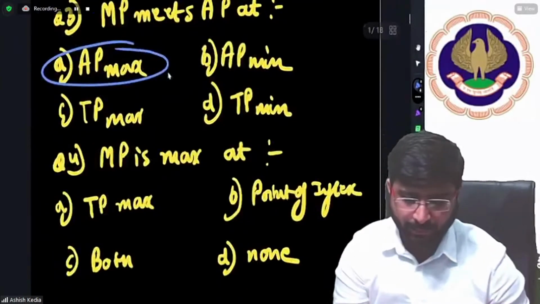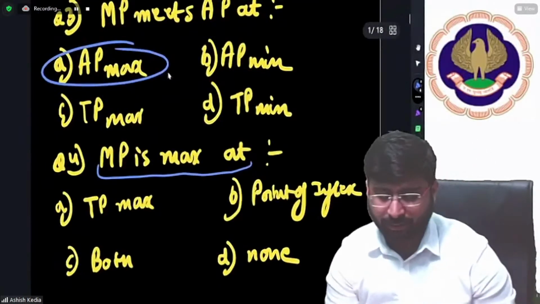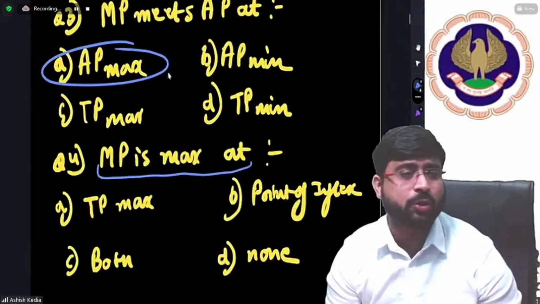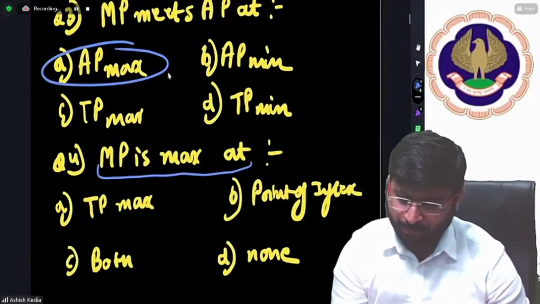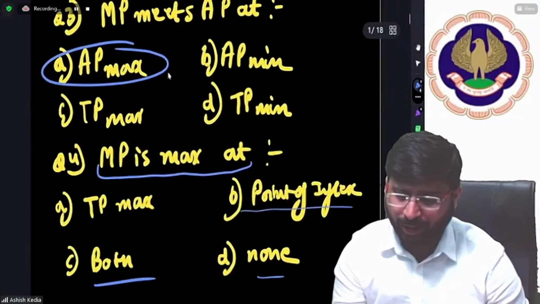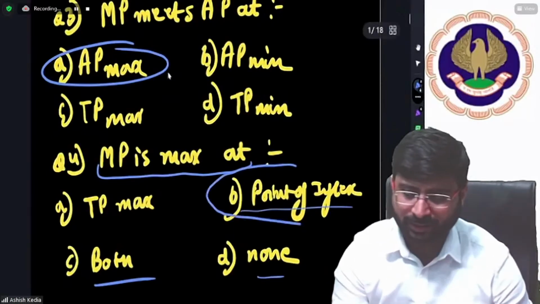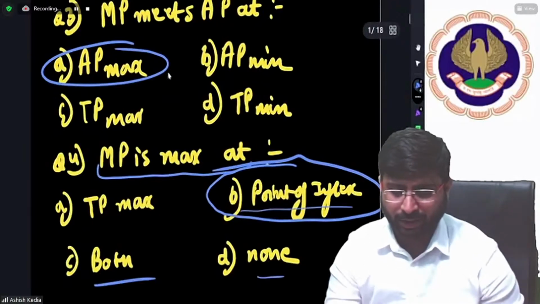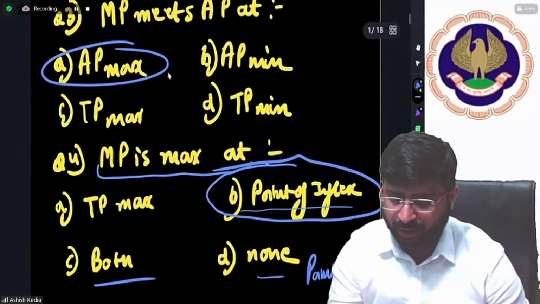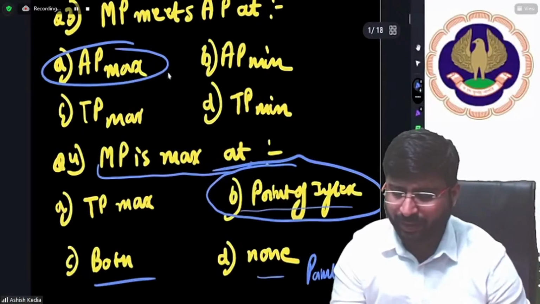Okay. When is MP at its maximum? When TP is maximum? No, because then MP is 0. At the point of inflection, both, or at none? Yes, you people guessed it correct. MP is maximum when you reach the point of inflection.